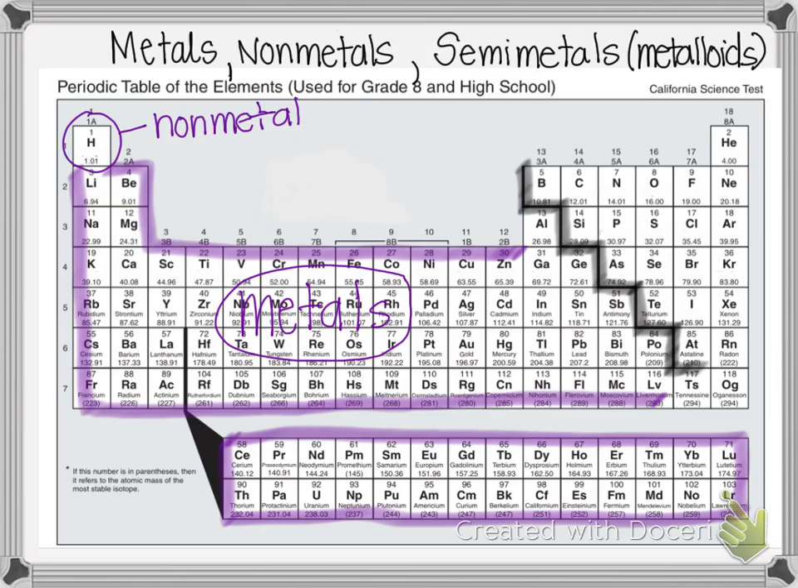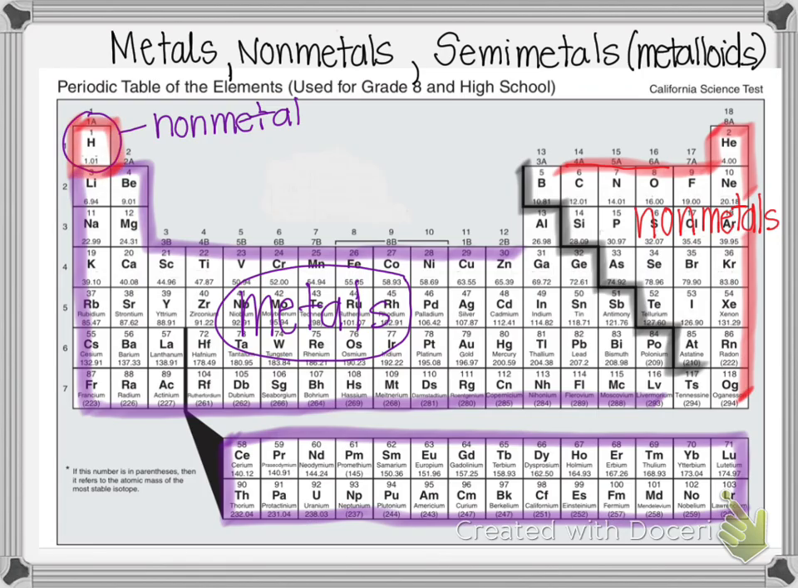And then we have the non-metals. The non-metals are on the right. And you'll notice I'm leaving some space maybe here, and then this hydrogen is also a non-metal.